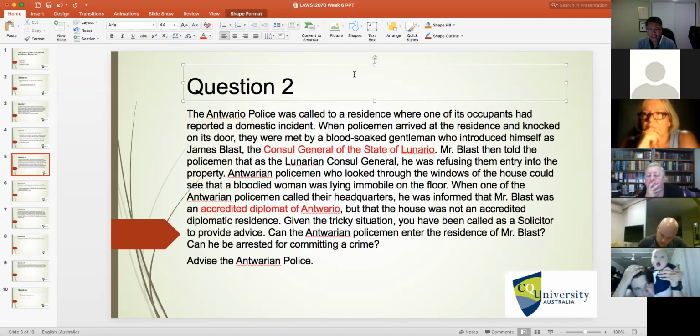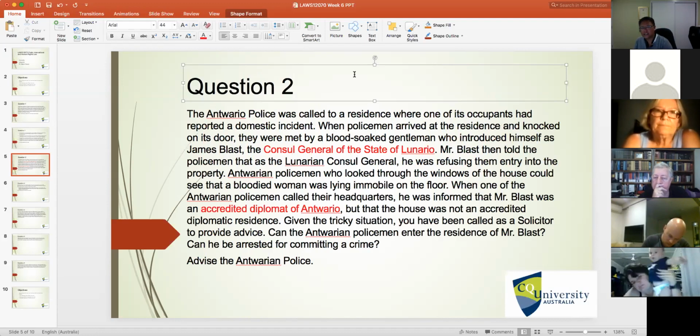So are we clear in relation to the answer? The answer of Dean was correct. In relation to the factual scenario in question 2, because we're speaking here of an accredited diplomat of Lunario, we would have to assume that the residence is likely to be an accredited diplomatic residence, and therefore is considered to be foreign soil and the territory of the state of Lunario, and therefore it would be inviolable. Policemen are likely not going to be able to enter the residence of Mr. Blast. Now, can he be arrested for committing a crime? The answer is no, he cannot. Again, immunity from arrest, both under customary international law and under the 1961 Vienna Convention on Diplomatic Relations, particularly Article 31.1.